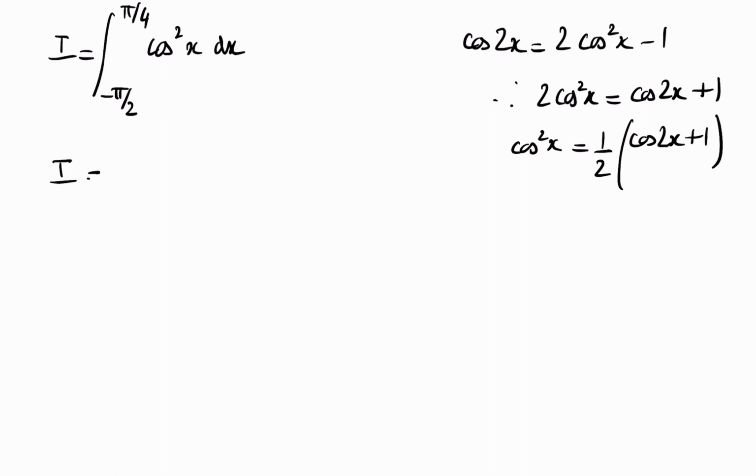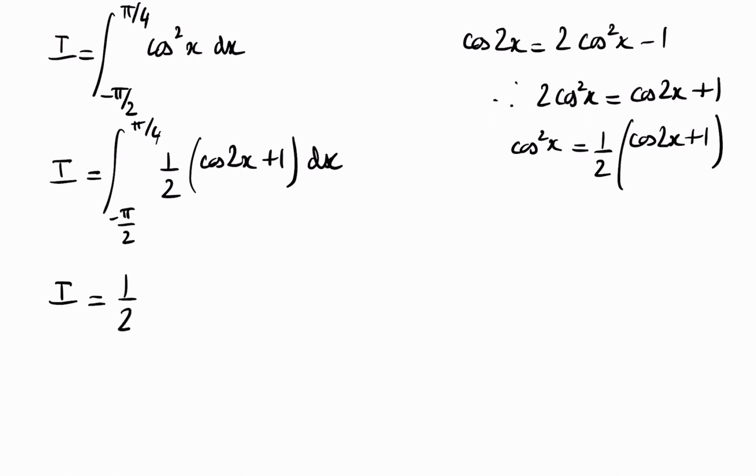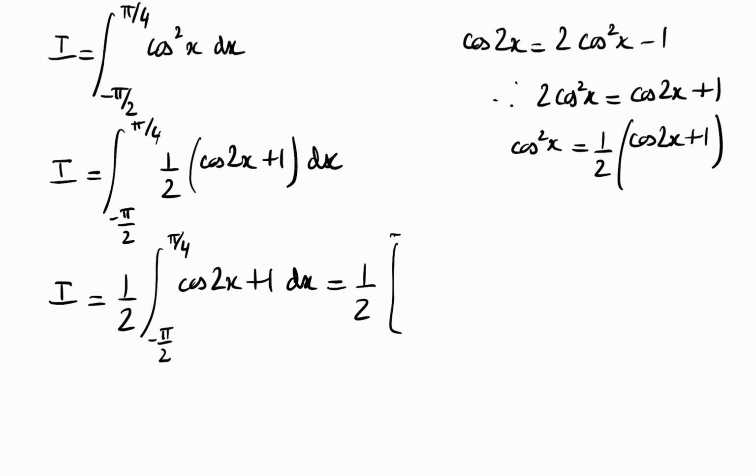Okay, so the integral becomes the integral between minus pi on 2 and pi on 4 of 1/2 of cosine 2x plus 1 dx, which is 1/2 of the primitive, and the primitive of cosine is sine, so therefore it's sine 2x on 2 plus x, between minus pi on 2 and pi on 4.